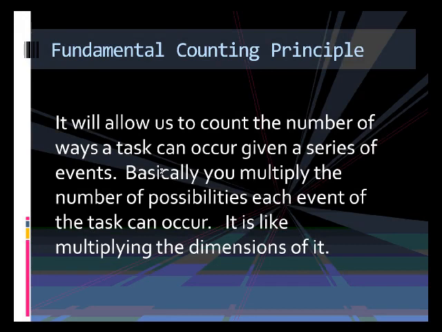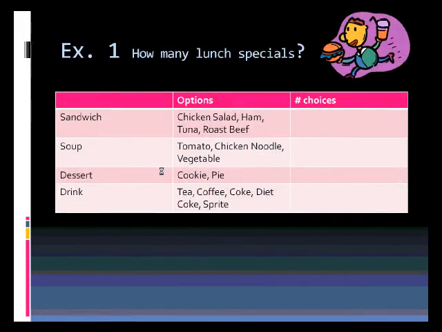So what this means is we're going to take the possibility of each task and we're going to multiply them together. All right? So look at the first example on your sheet. If we want to talk about the number of different possibilities for the lunch special, you can get one sandwich, one soup, one dessert, and one drink.